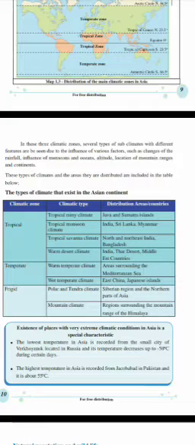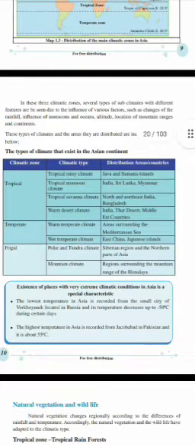Climatic zone. Under climatic zone we can divide them into tropical zone, temperate, and frigid. And under climatic type, the tropical zone can be divided into 4 parts: tropical rainy climate, tropical monsoon climate, tropical savanna climate, and warm desert climate.